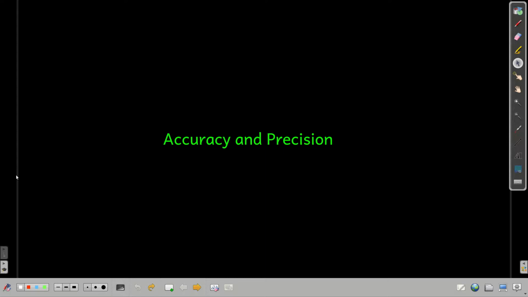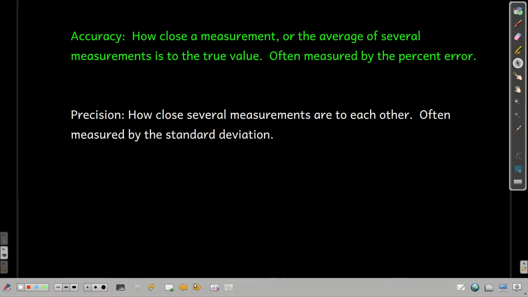This module talks about accuracy and precision and how it applies to us in chemistry, in particular in the labs that you guys are going to be doing. So first, some definitions for you. This is what accuracy and precision are right here.